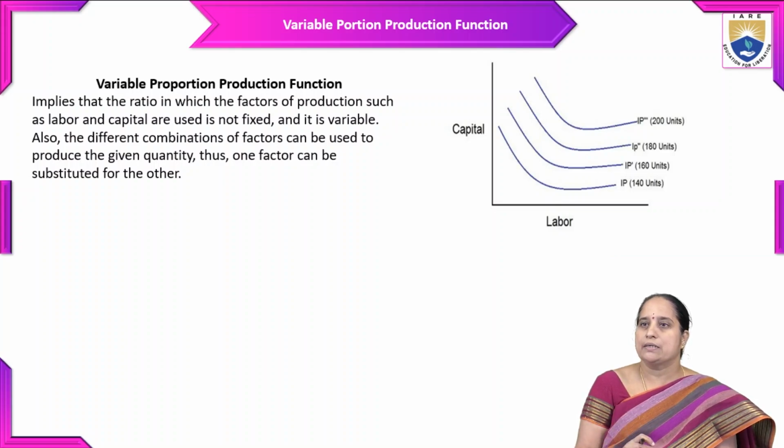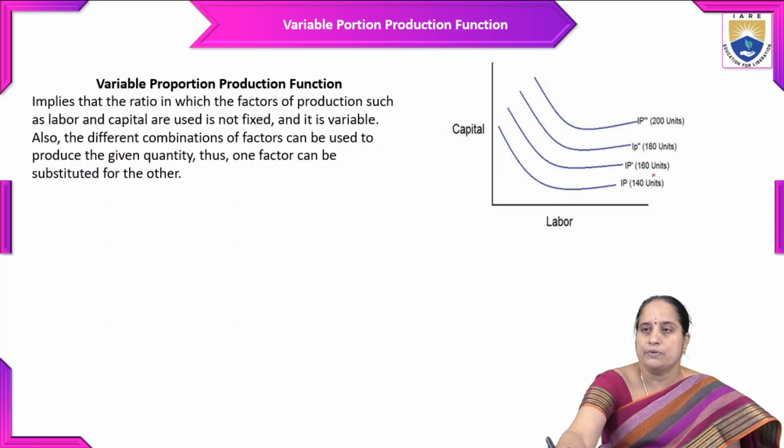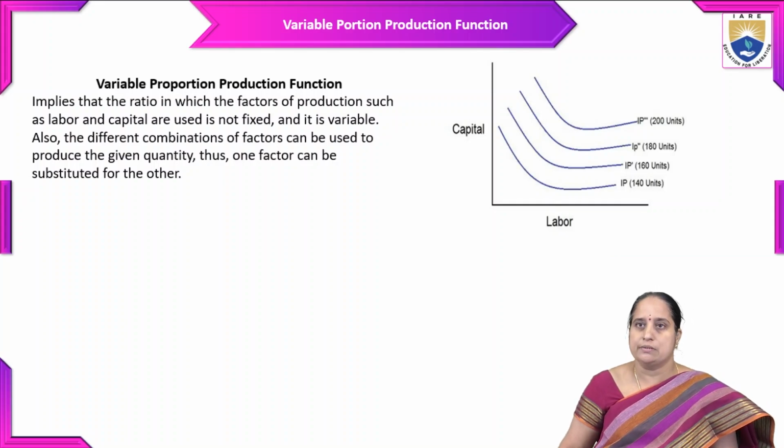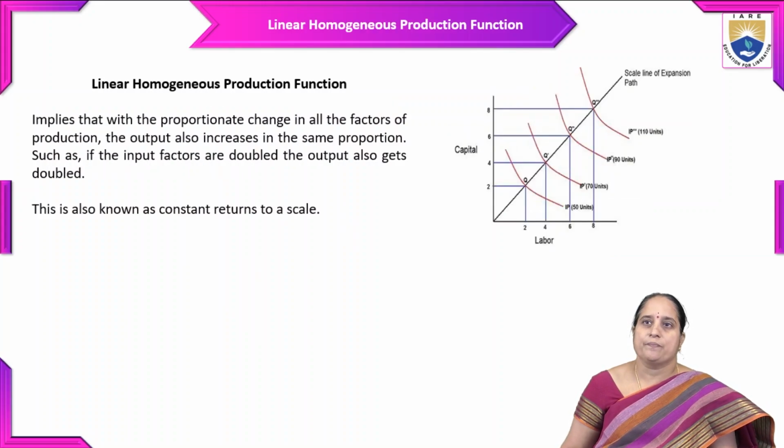Thus one factor can be substituted for the other, so that we can see a lot of variation in the production function: 140, then second level 160, 180, 200 like that. So based on the combination, we find changes in the total production.